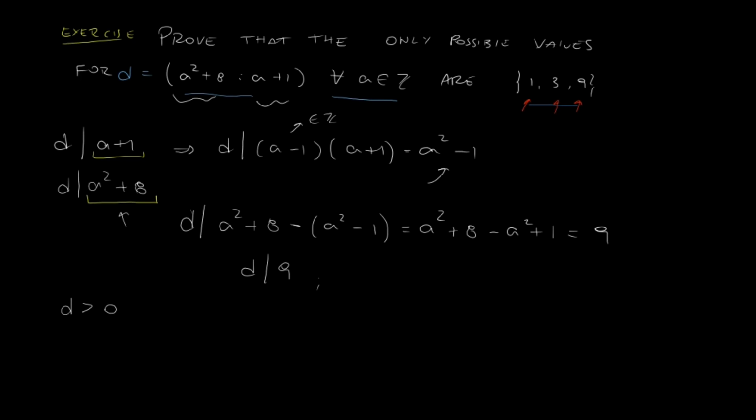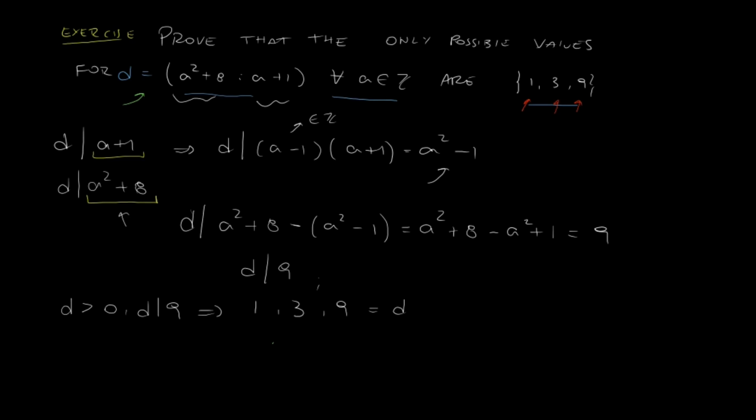D is also a positive number, and d divides 9. So this will give us only 3 possible values of d. I recommend you try and check which integers between 0 and 9 divide 9. If you do the math, you'll get that these 3 integers are 1, 3, and 9. These are 3 possible values for the number d, and d we defined as the greatest common divisor between a squared plus 8 and a plus 1.